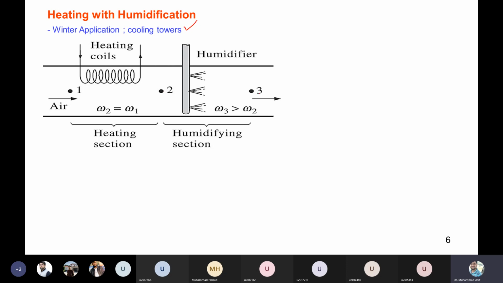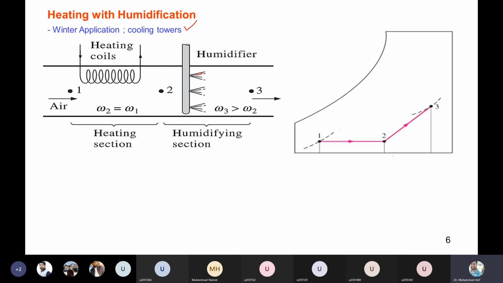But this heating and humidification process may take place simultaneously. For example, we assume that the sprayed water is at the same temperature as at point 2. But sometimes, instead of spray water, you can use, let's say, steam vapor. Steam vapor means it is at a high temperature. So that means you are heating as well as you are increasing the moisture content. So the heating and humidification process can take place simultaneously as well.